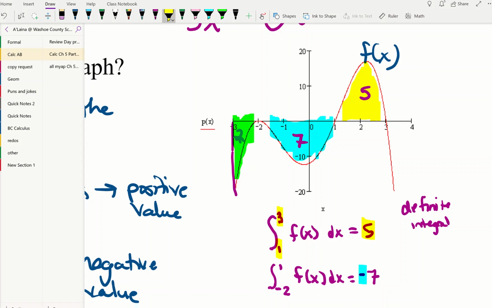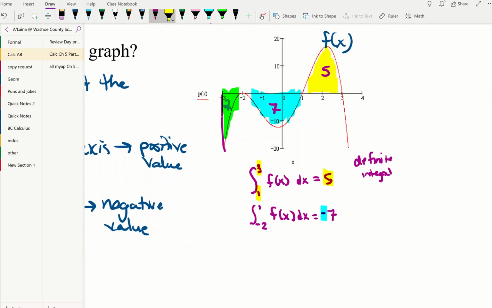You might notice these answers do not have a plus c. The reason why is because we have this definitive starting and ending spot. As soon as we put these numbers, these limits, on our integral, we don't have an indefinite integral anymore. We have a definite integral, and so we don't use the plus c. This is my green region from -3 to -2. You might notice my smaller numbers at the bottom, my bigger numbers at the top. This has an area of 2, but it's below the x-axis, so it'll be -2.